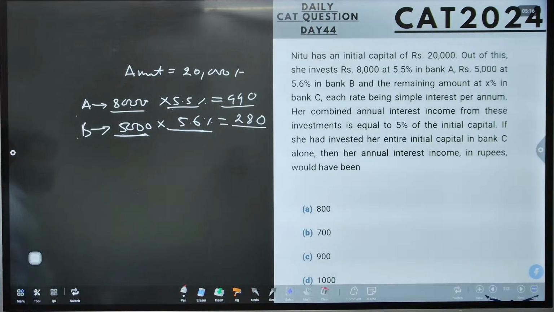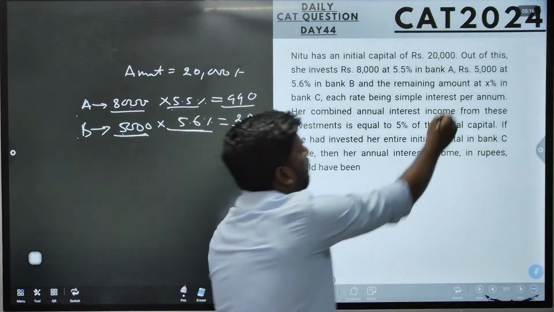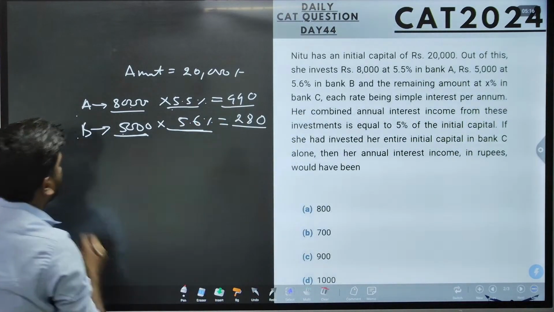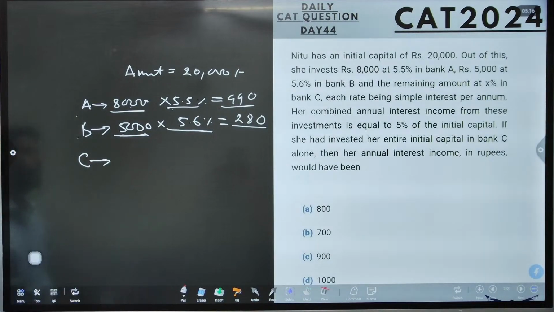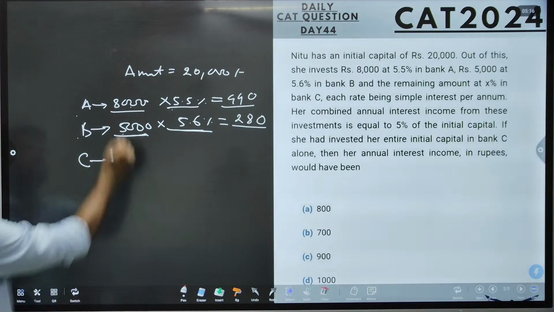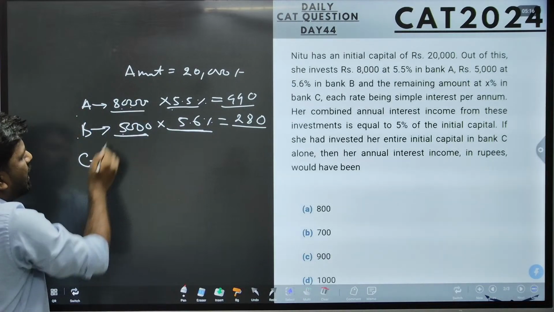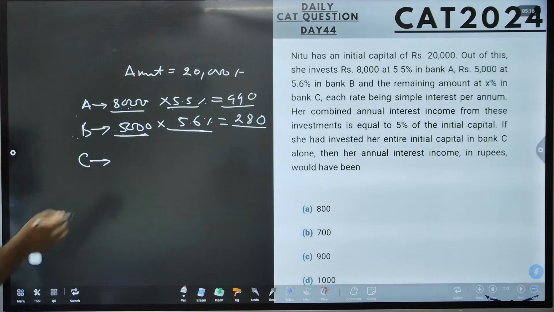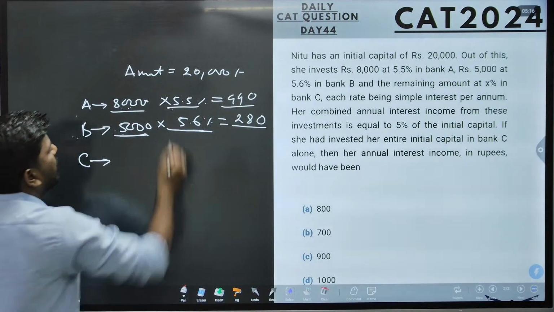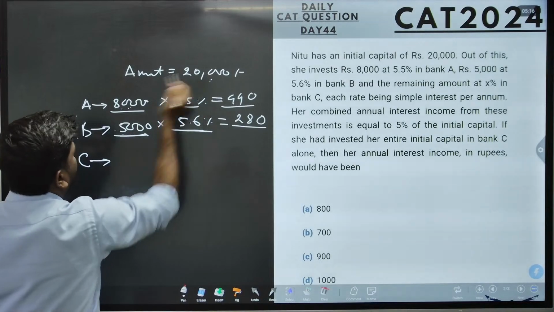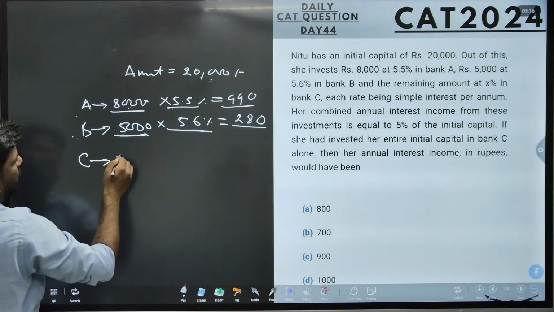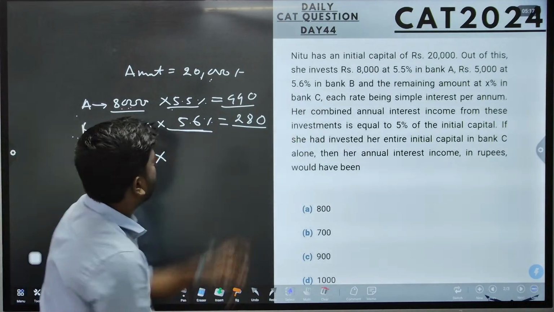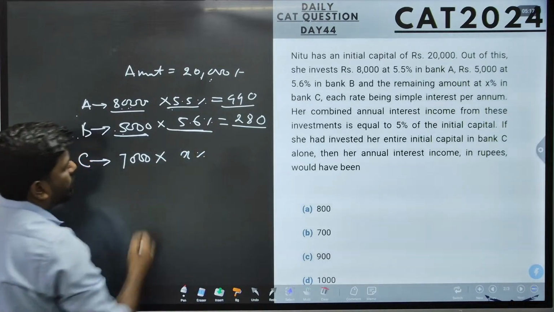Now, the remaining amount is invested at X% in bank C. How do we get the remaining amount? 8,000 is invested in bank A and 5,000 in bank B, so a total of 13,000 is already invested. The remaining amount is 20,000 minus 13,000, so you will be left with 7,000 at a rate of interest of X%.